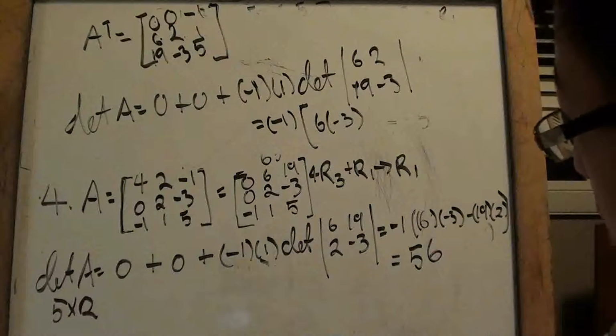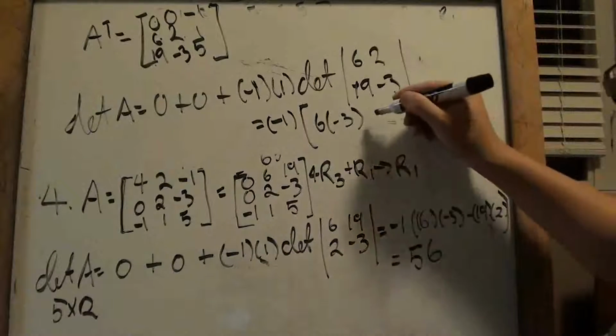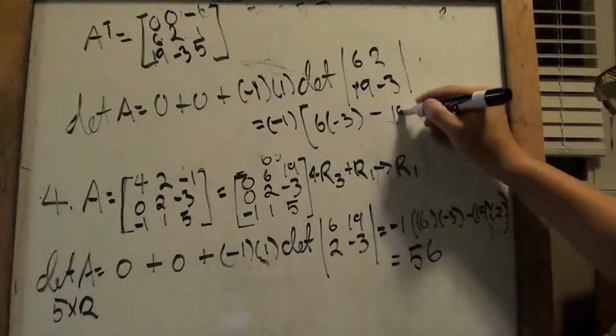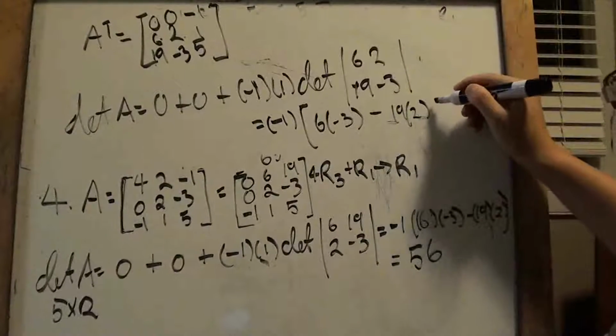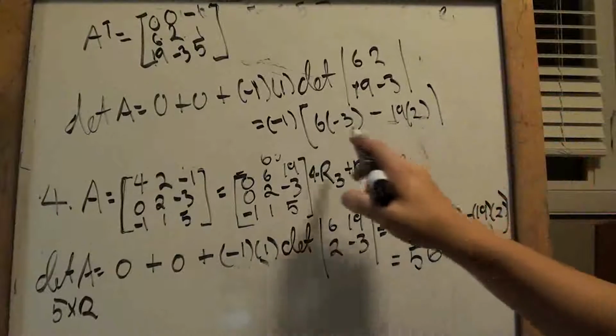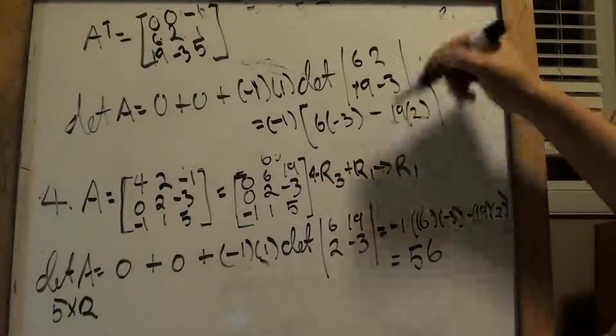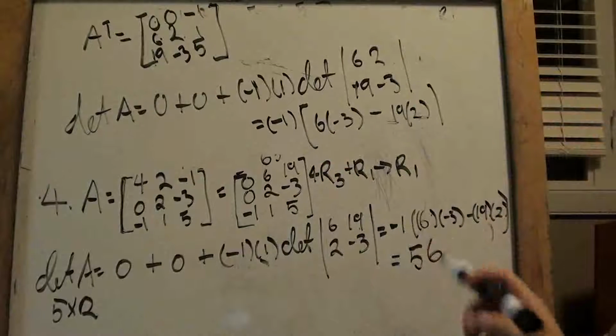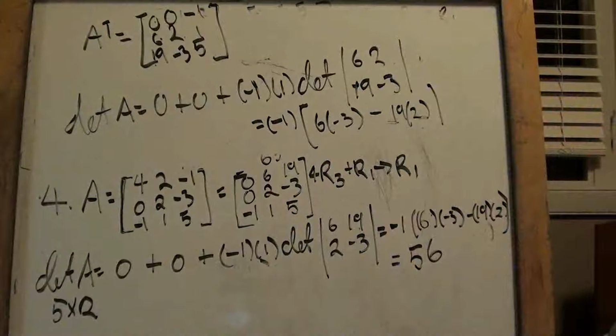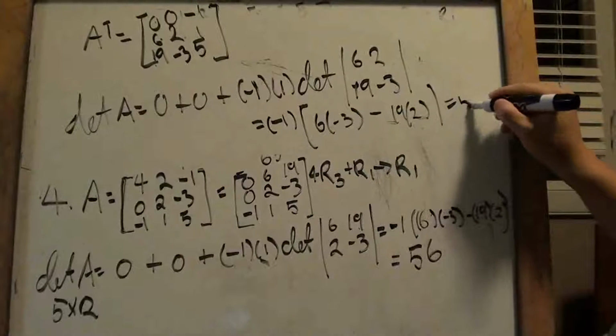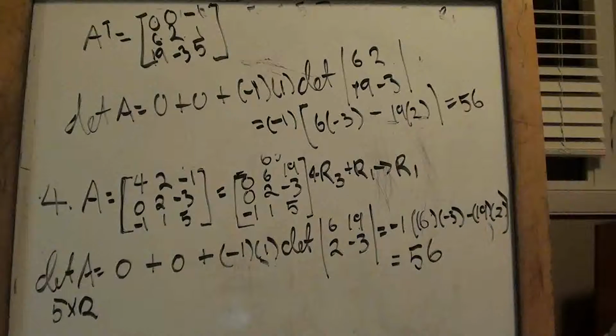Did I write this wrong? Oh, no, it's not. No, it's fine. Minus 19, 2. And you see that's exactly the same, right? Even though this looks a little different, it's the same idea when you're just looking for the determinant. So this is also going to give you 56. That's all you need to know.